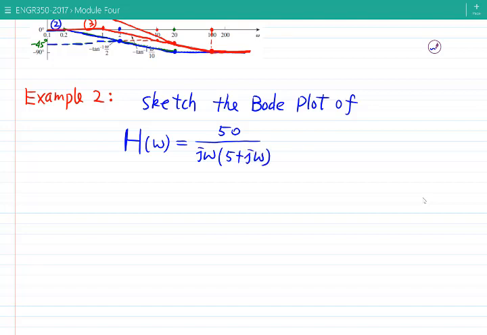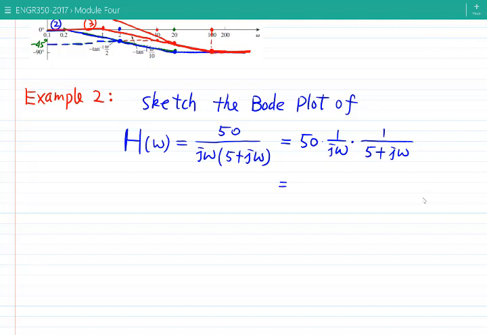Okay, so first, in order to sketch this Bode plot of the transfer function, we need to manipulate this transfer function into standard form. So for this transfer function, we have three factors. 50 is a constant, j omega is the so-called pole, which is 1 over j omega, the so-called pole at the origin. The third factor is 1 over 5 plus j omega, which is a first order pole. Okay, we have these three factors.